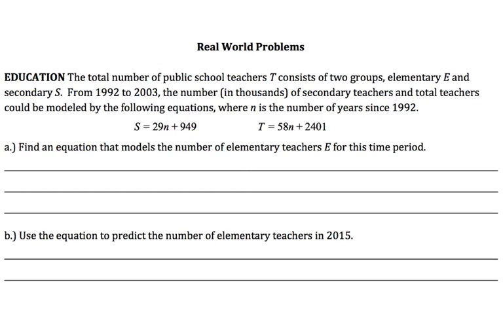Hopefully that was helpful. So from 1992 to 2003, the number is in thousands. If I got 5 as an answer, that would mean it wasn't 5, it was 5,000. So whatever answer I get, calculated in thousands, of high school or secondary teachers and total teachers could be modeled by the following, where N is the number of years since 1992. So here is the deal. Add HS over here if this helps you, tagging that as high school, and then tag this as all.